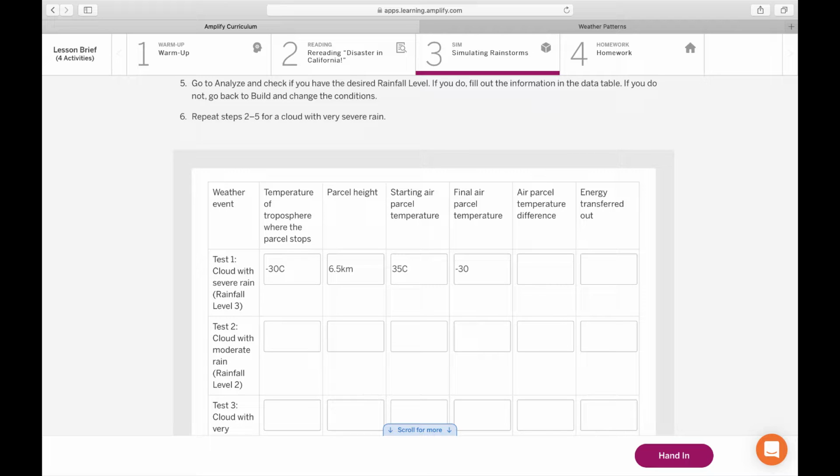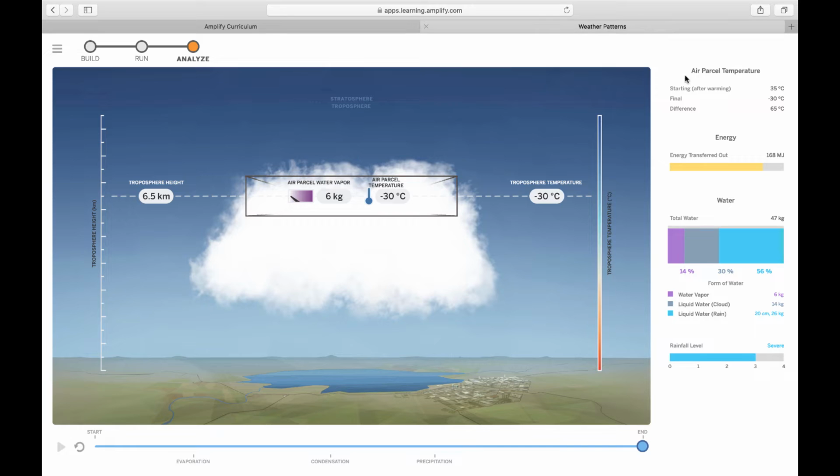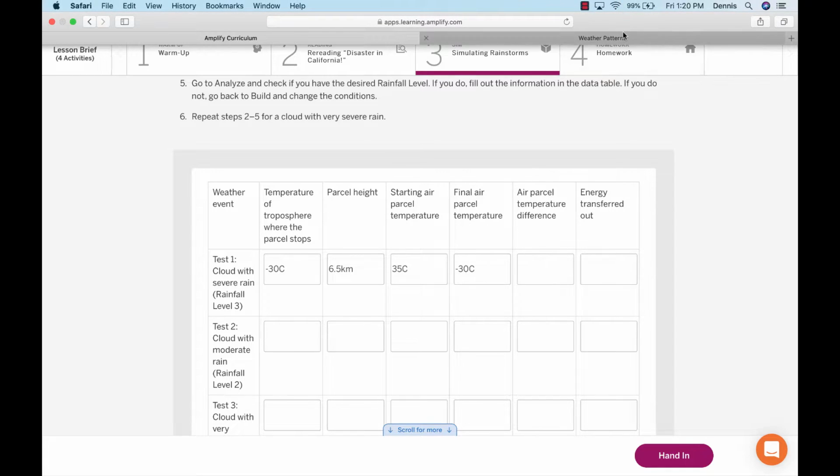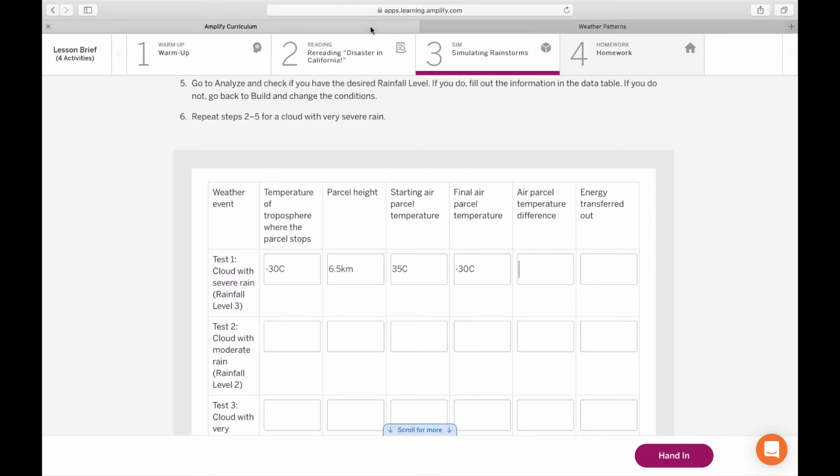Oh, there we jumped in. Celsius. So let's check to make sure. Final temperature, -30 degrees Celsius. There it is. The difference in the air parcel temperature difference. There we go. Well, we can do the math, or we can look it up. And so doing the math, you have subtracting a negative means a positive, or we just write 65 degrees.